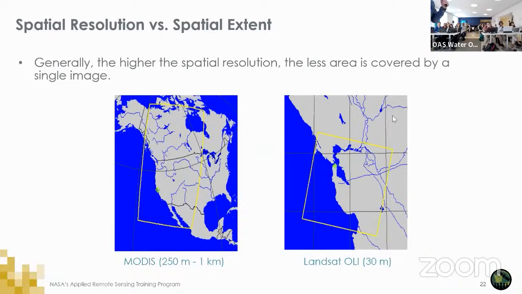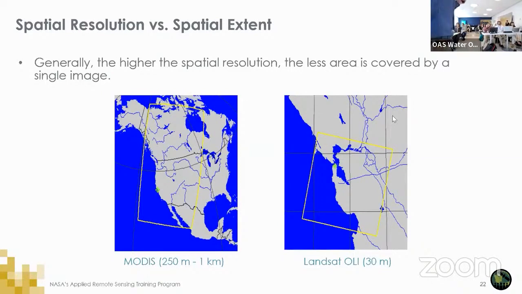So this is a higher spatial resolution. I'm actually from this part of California. And so this is a Landsat image. And this is a much higher spatial resolution than a MODIS instrument, which is on a different spacecraft. It's on two different spacecraft, actually, same instrument. But you can see that the extent of what it's able to capture, let's say it's just one picture, one image, you can see that there's quite a contrast.